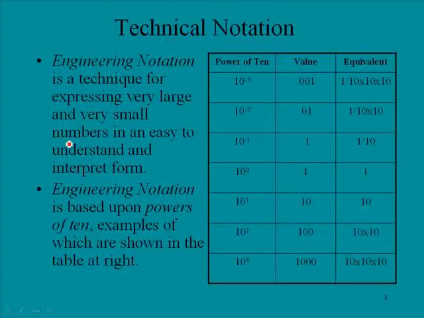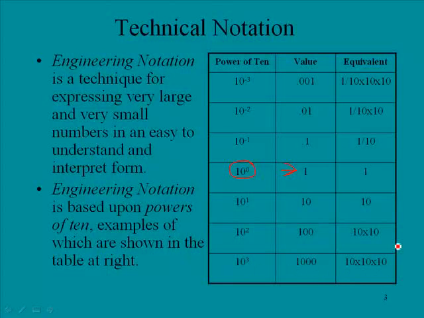Engineering notation is a technique for expressing very large and very small numbers in an easy to understand and interpret form. Engineering notation is based upon powers of 10, examples of which are shown to the right. And so we have a few examples here. Remember, 10 to the 0 is always going to be equal to 1. And then we have powers of 10: 10 to the 1 is 10, 10 squared is 100, 10 cubed is 1,000. That's equivalent to 10 times 10 times 10.